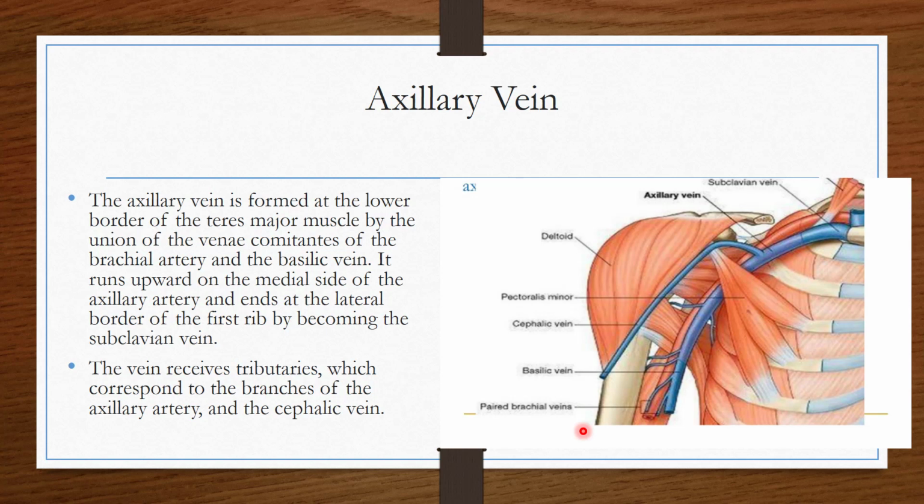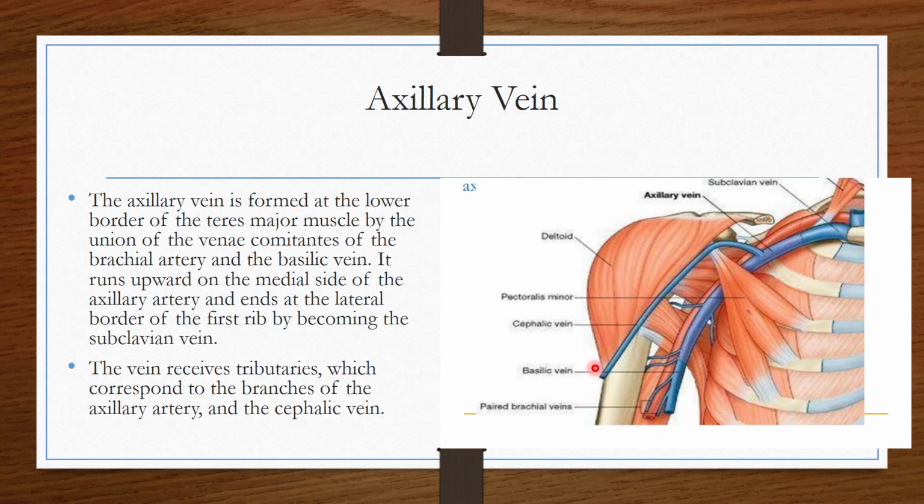It is formed by the paired brachial veins and all the venae comitantes of the brachial artery and the basilic vein. See here, this is the basilic vein. Okay, and it will end at the lateral border of the first rib, and it continues as the subclavian vein, or it drains into the subclavian vein. The vein also receives the tributaries which correspond to the branches of the axillary artery and the cephalic vein. See here, this is the cephalic vein. It is also draining into the axillary vein.